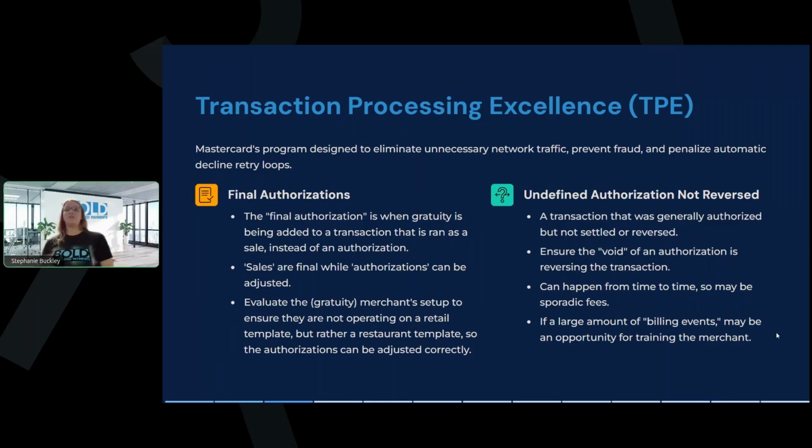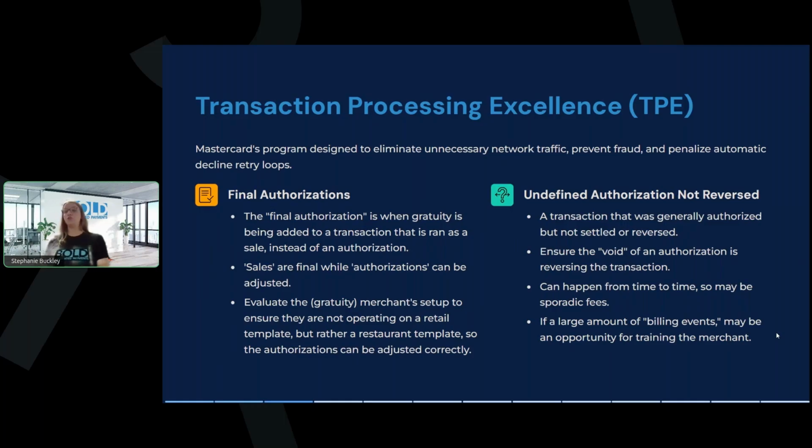Undefined authorization not reversed. So this is going to be where you have a transaction that was authorized and you're not necessarily voiding it to reverse. You're not actually reversing this authorization where it's clearing from the system. You're more so just deleting it. So this isn't something that is with every system. This isn't something that you can really necessarily look into.